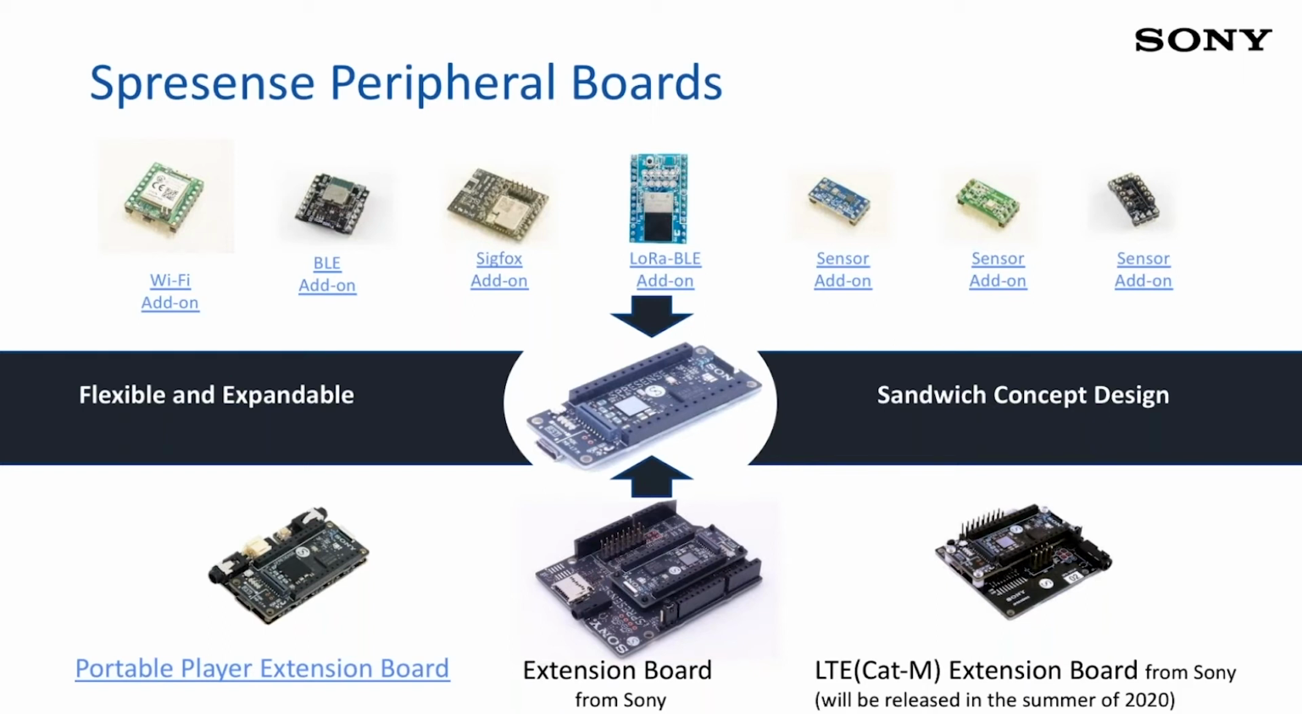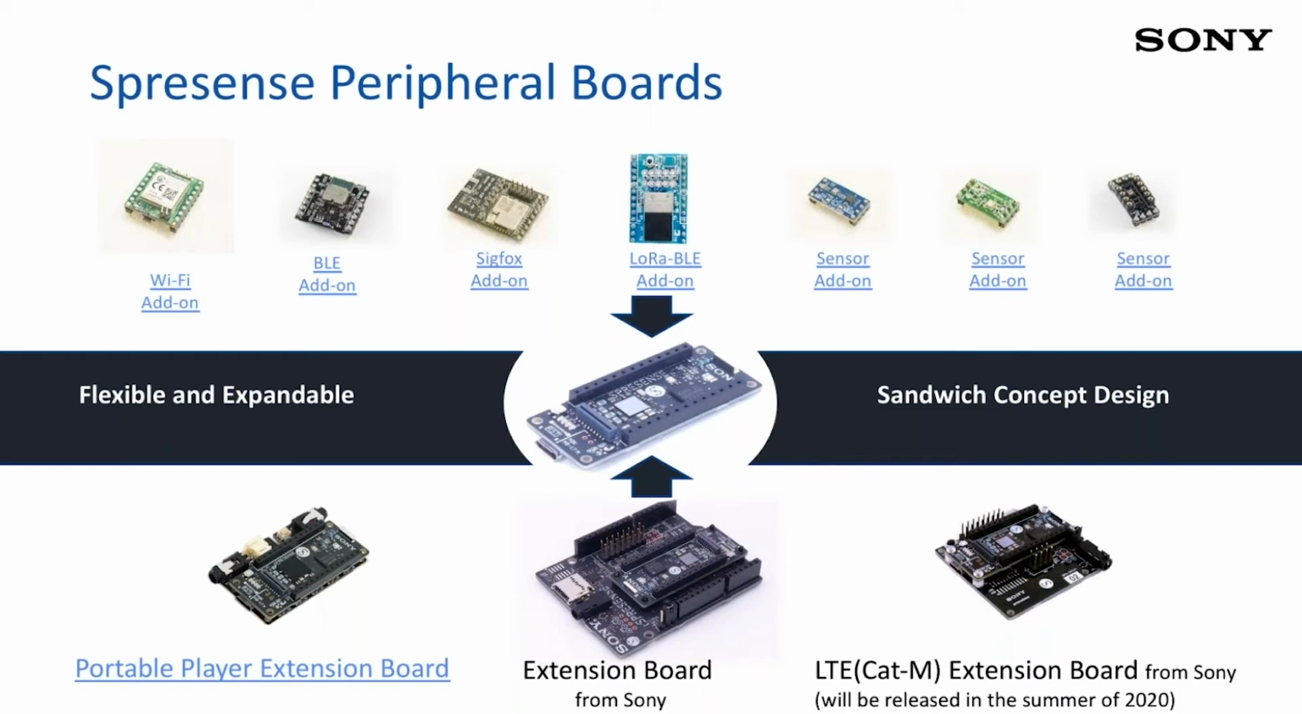And then if you look at the bottom, I have the LTE board, the extension board, and also a portable player extension board as well. What does it mean? It means that I have my main board. If I need to connect to LTE, I can connect it at the bottom to the LTE. Or if I want to access any Wi-Fi or BLE or LoRa or any type of connectivity, I put it on top of the main board.